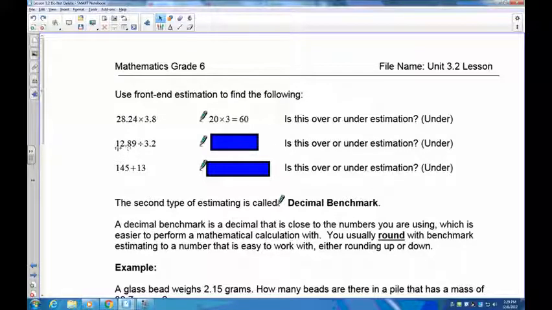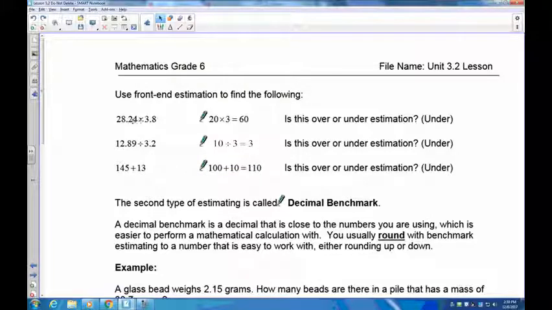12.89, that's going to become 10. And 3.2, that's going to become 3. So this one here, 10 divided by 3. Well, we know that 10 divided by 3 is roughly 3. 3 goes into 10 roughly 3 times. This one, 145, is going to become 100. And the 13 will become 10. So you have 100 plus 10, which gives you 110.